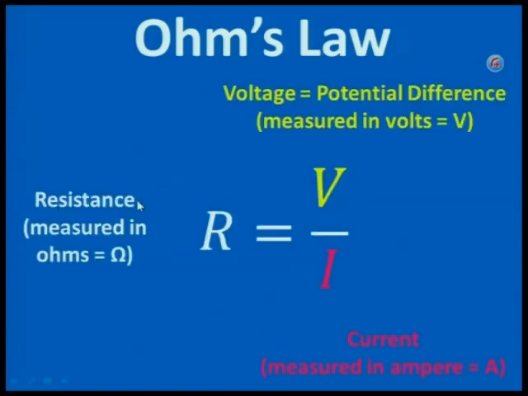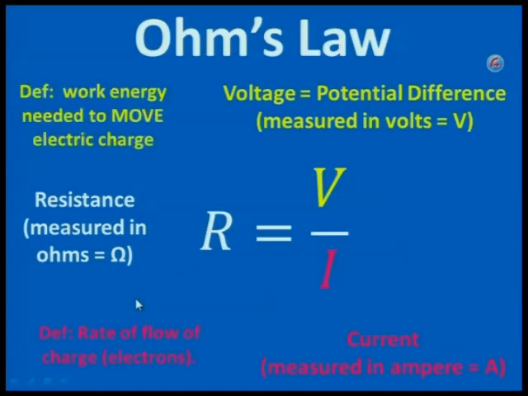R is for resistance, and this is measured in ohms, or this funny sign here that you should really know. V is for voltage, and is also called potential difference. This is measured in volts. I is for current, measured in ampere, which is an A.